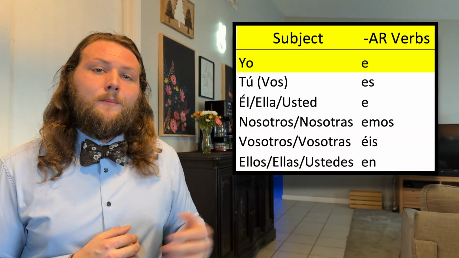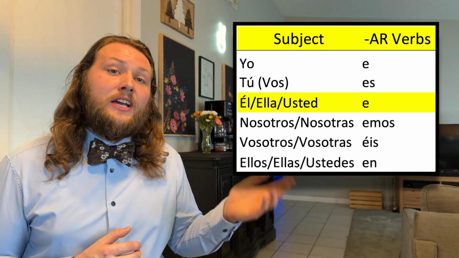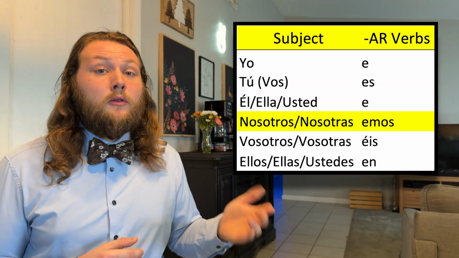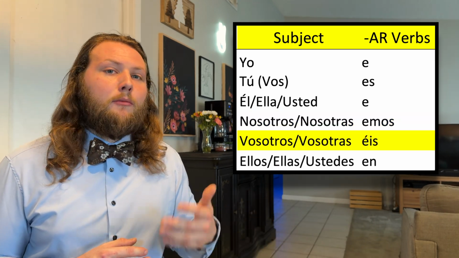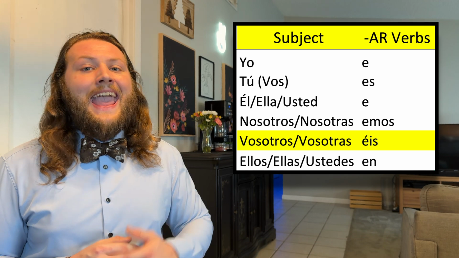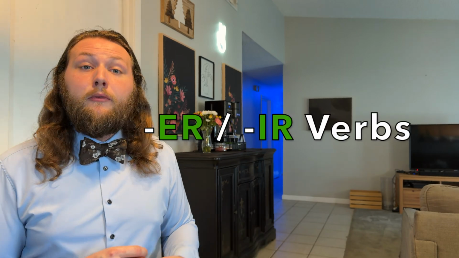E for yo, es for tú and vos, e for él, ella, and usted, hemos for nosotros and nosotras, és with an accented E for vosotros and vosotras, and en for ellos, ellas, and ustedes. For our ER and IR verbs, we use the same endings but with an A instead of that E.